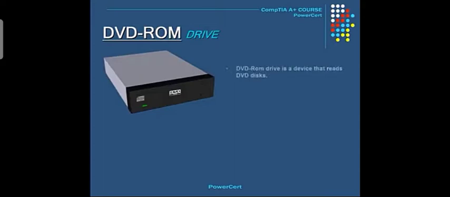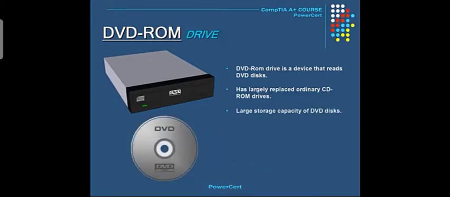A DVD-ROM drive is a device that reads DVD discs. The DVD drive has largely replaced ordinary CD-ROM drives because of the larger storage capacity of DVD discs. A DVD can store approximately 4.7 gigabytes of data. And all DVD drives today can read both DVDs and CD-ROMs.